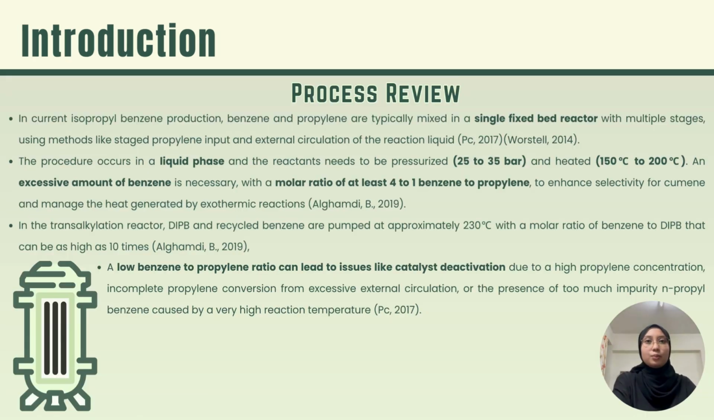Next, isopropyl benzene production involves a fixed bed reactor with multiple stages where benzene and propylene are mixed. The reaction in the liquid phase requires pressurization of 25 to 35 bar and heating of 150 degrees Celsius to 200 degrees Celsius. A minimum molar ratio of 4 to 1 benzene to propylene is crucial to enhance cumene selectivity and manage heat from the exothermic reaction. A low benzene to propylene ratio can lead to catalyst deactivation, incomplete propylene conversion, or the presence of impurity n-propyl benzene due to a very high reaction temperature.